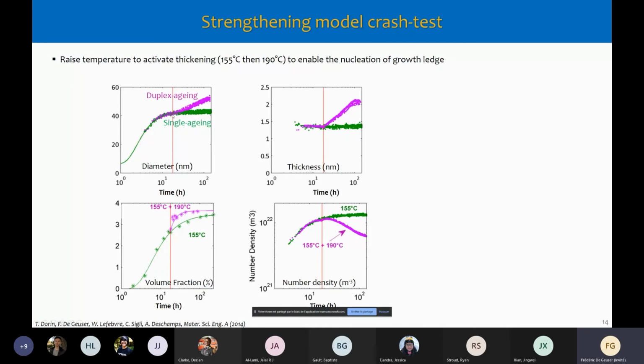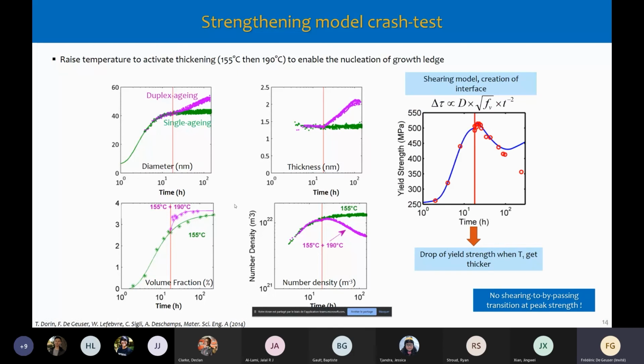And at this point, we increase the temperature to 190, and if you look at the thickness there, the thickness is constant at 155, and if you increase the temperature, then you start increasing the thickness of the precipitates. Okay, so if you compare the green and the pink, around the change in temperature there will be a very complex change of microstructure with everything changing at the same time: number density, length, thickness, etc.